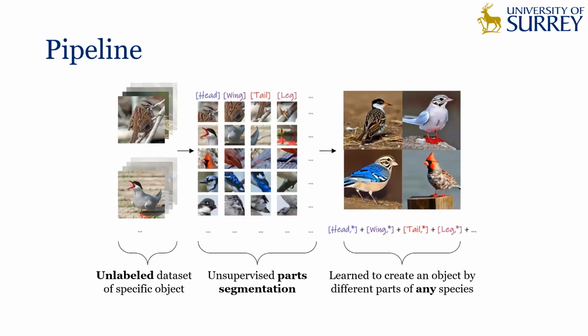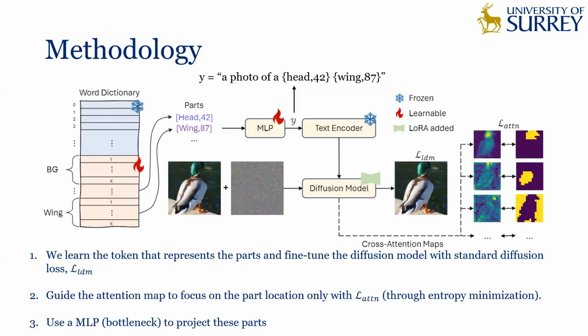So our pipeline is quite simple. The first step is we perform unsupervised part segmentation. We just grab a lot of parts from the image, and this process is unsupervised. And then we want the diffusion model to learn these parts, and we create this object by simply choosing different parts from any species. The first step is we learn the tokens that represent the parts.